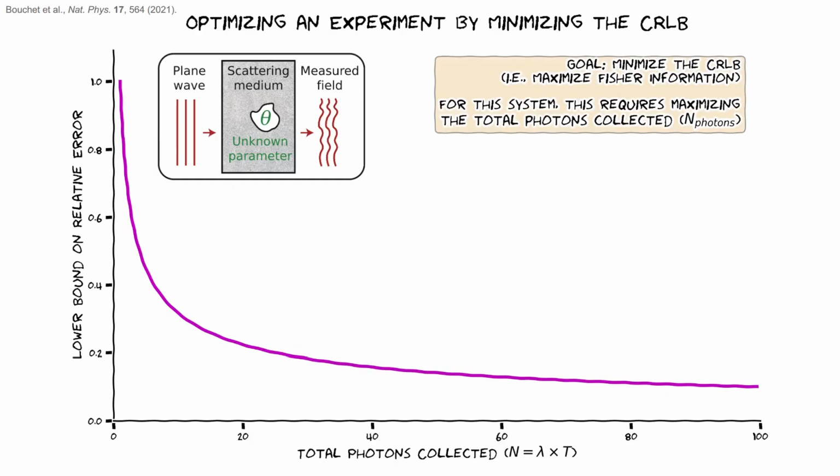We can plot the best possible precision we can achieve as a function of some experimental resource. In this case, the total number of photons we collect in a physics experiment. To get a lower error, we need to move to the right, which means collecting more photons. We can frame this as a choice.